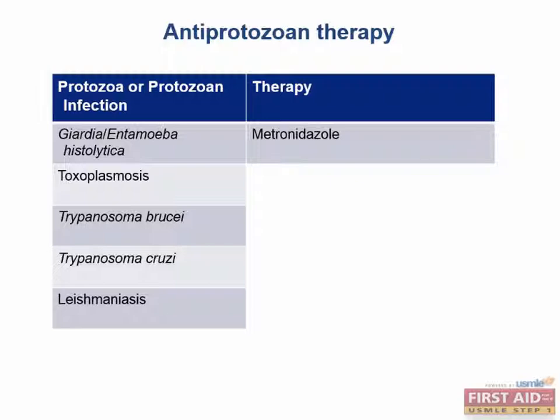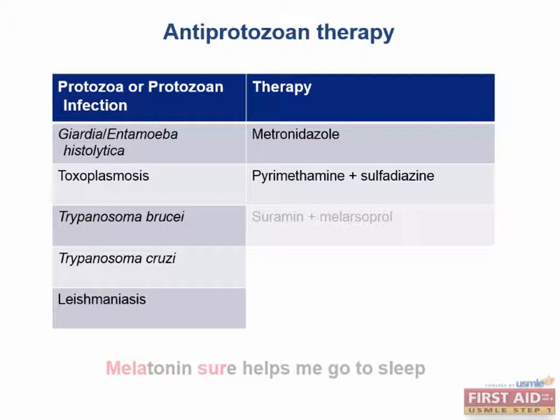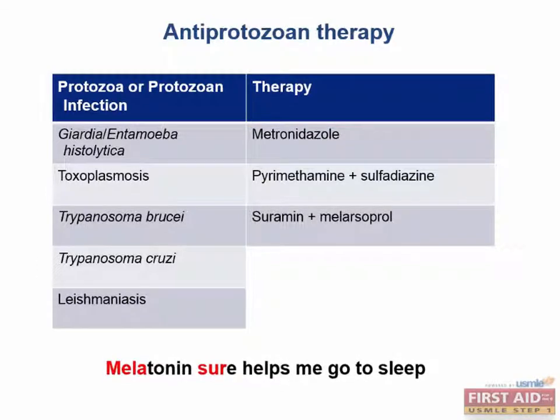Next, we have toxoplasmosis. Do you remember the triad of clinical findings in toxoplasmosis? That would be chorioretinitis, hydrocephalus, and intracranial calcifications. Very good. The first-line treatment for toxoplasmosis is sulfadiazine and pyrimethamine. For Trypanosoma brucei, we use suramin for the acute blood-borne stage, as well as melarsoprol for CNS penetration. This protozoa causes African sleeping sickness, so we can remember that we use suramin and melarsoprol by remembering melatonin sure helps me go to sleep.